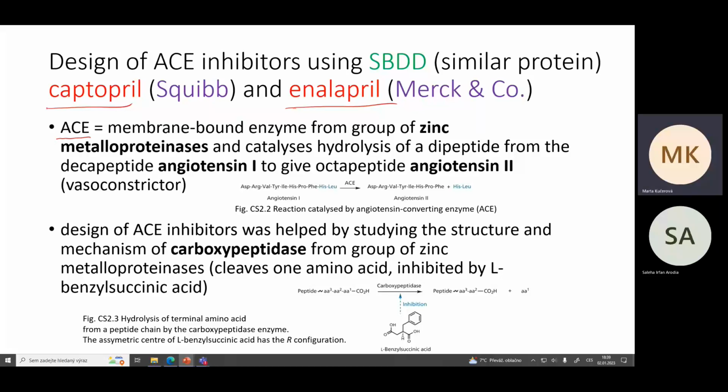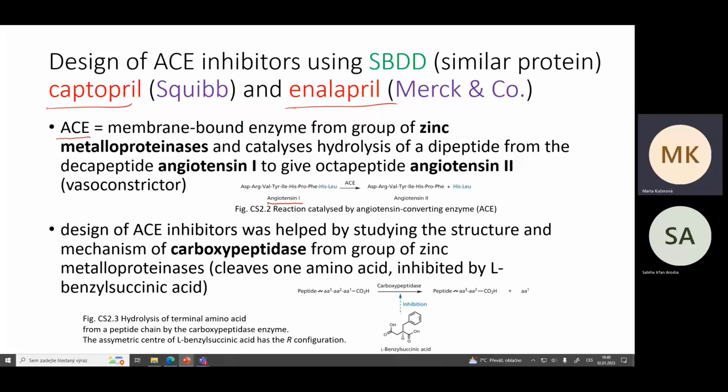angiotensin converting enzyme is a membrane-bound enzyme, which is complicated to be crystallized. So the 3D structure of this protein was not known when the compounds were developed. It was only known that it is a zinc metalloproteinase, and it catalyzes the hydrolysis of dipeptide from the decapeptide angiotensin. So here you can see the reaction.